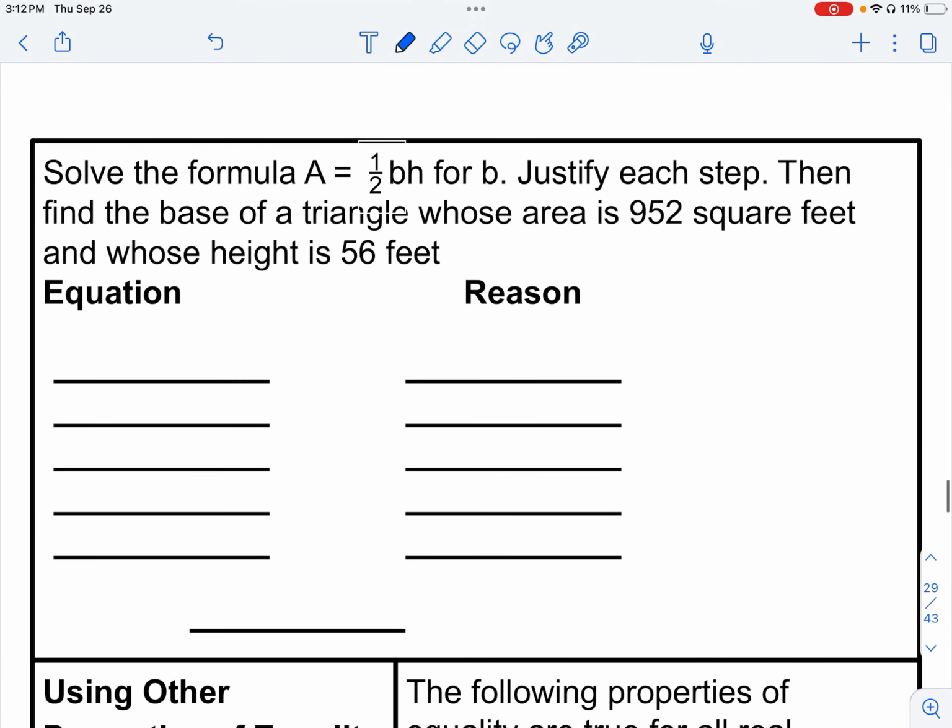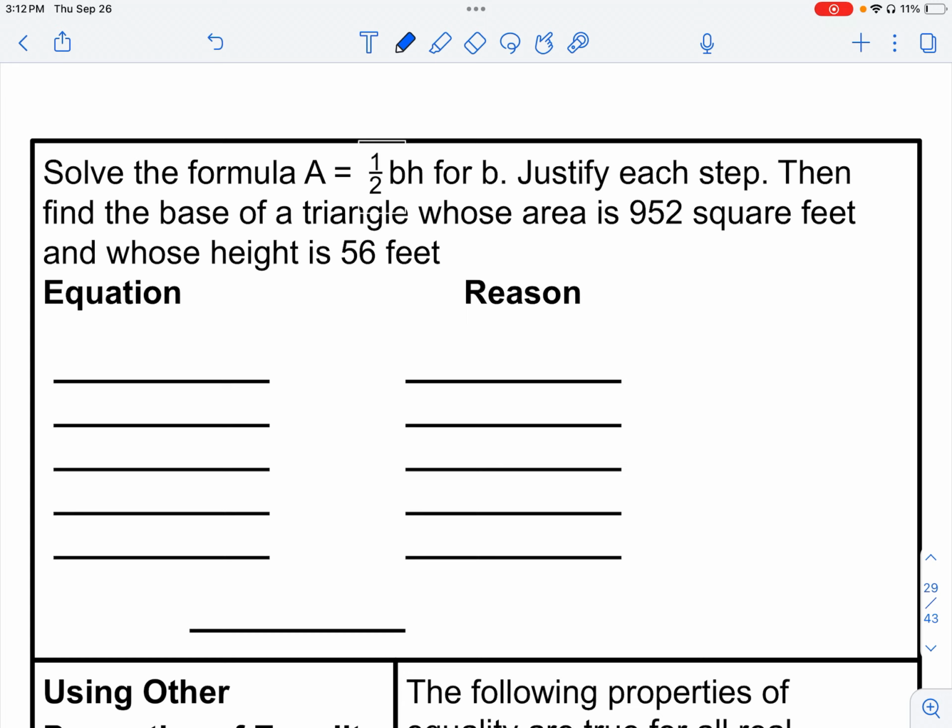So let's apply this again. So here we have the formula for the area of a triangle. And we want to solve it for b. So just like with the r, we want to solve for b. So we need to end up with b equals something. We're going to justify each step. Same, we're going to give the property we're using.